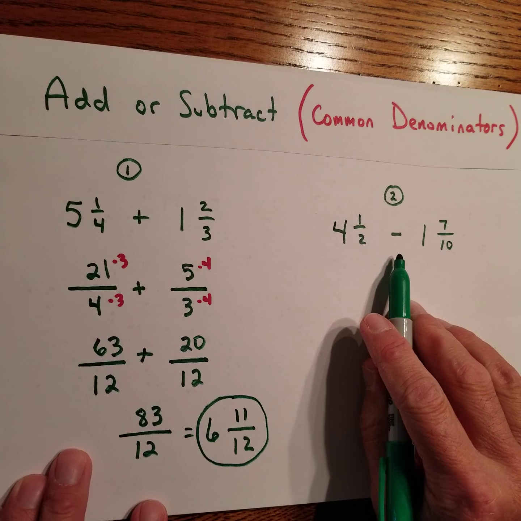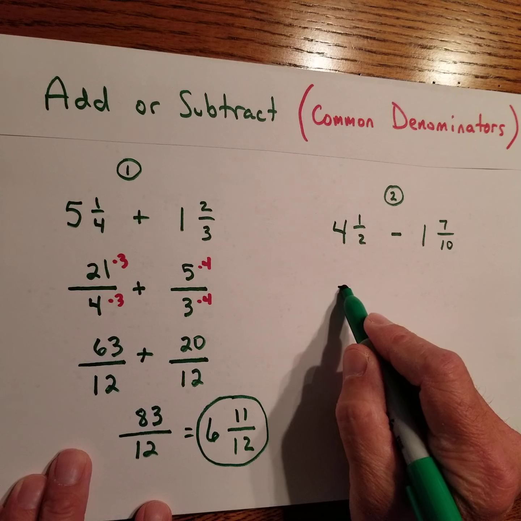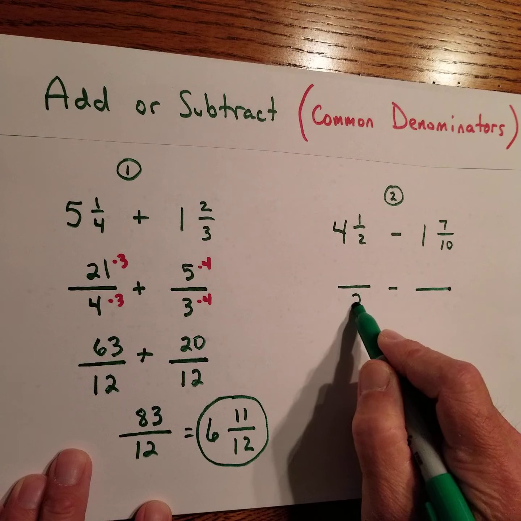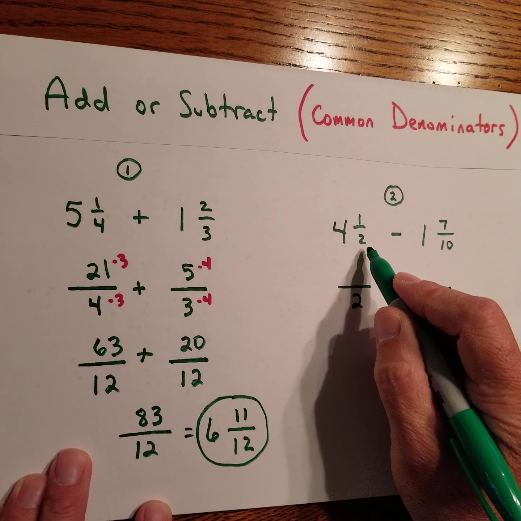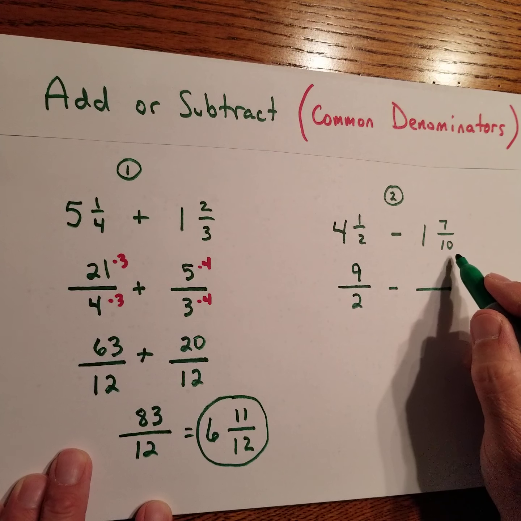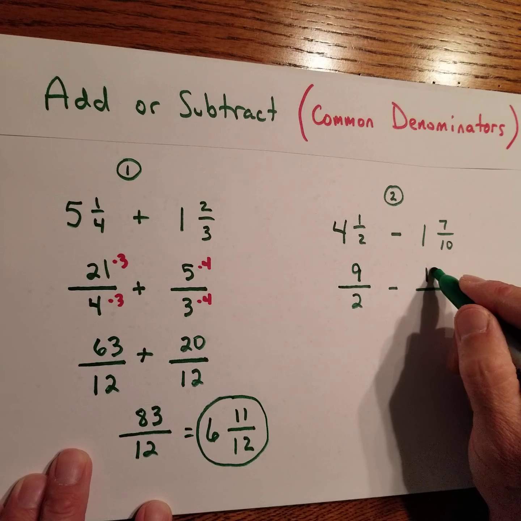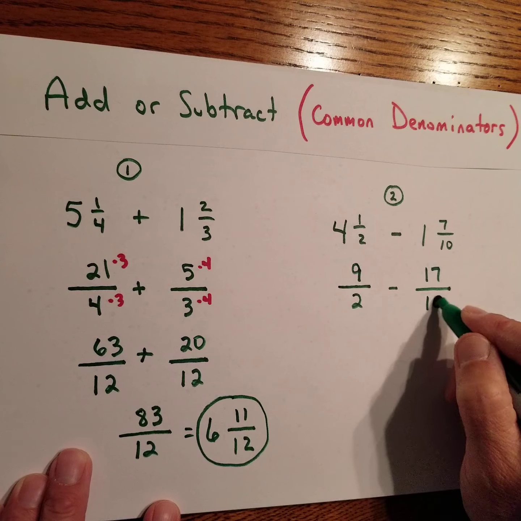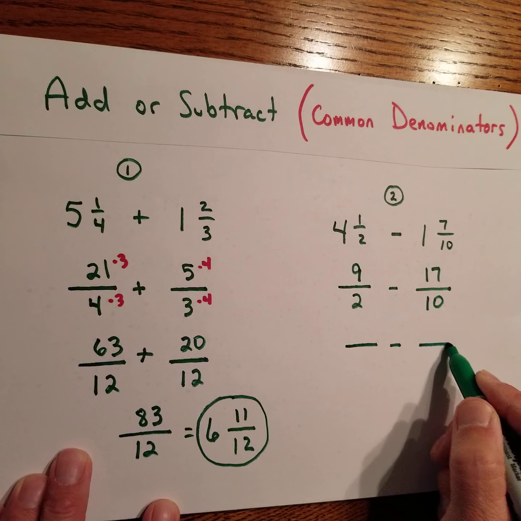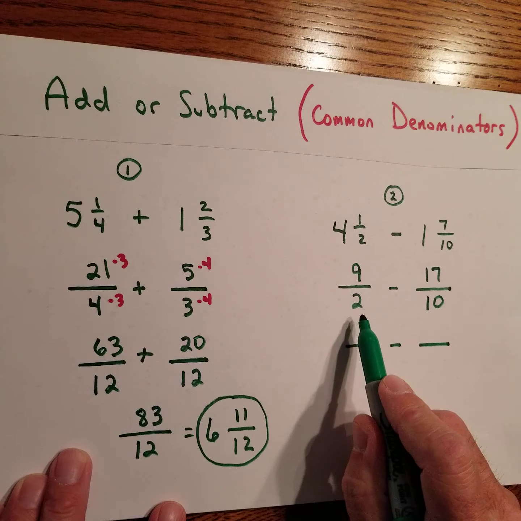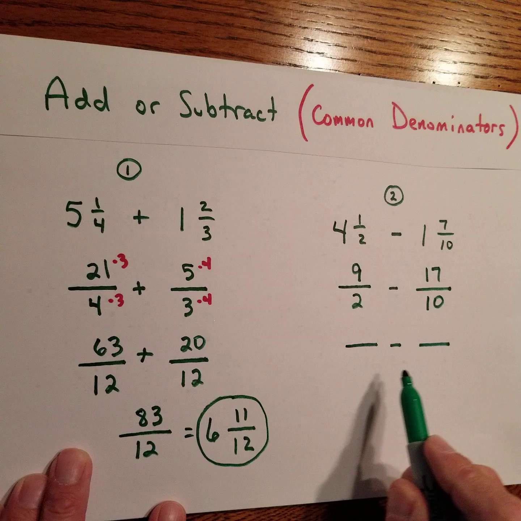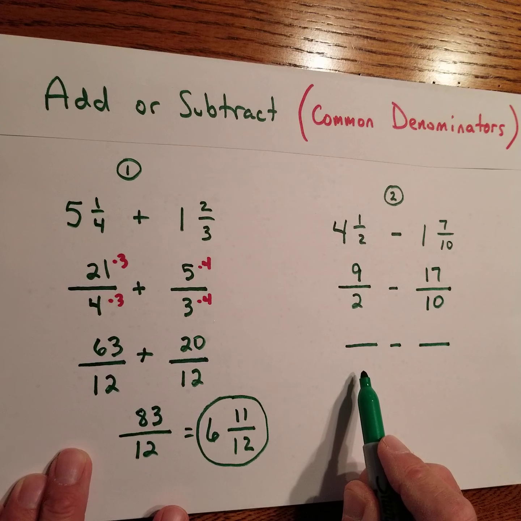When we subtract with mixed numbers, again, step 1, change them into improper fractions. Keep the denominator, and 4 times 2 plus 1. 1 times 10 plus 7. Now we need common denominators. Well, we could multiply 2 times 10 and use 20. But I'd like these denominators to be as small as possible.